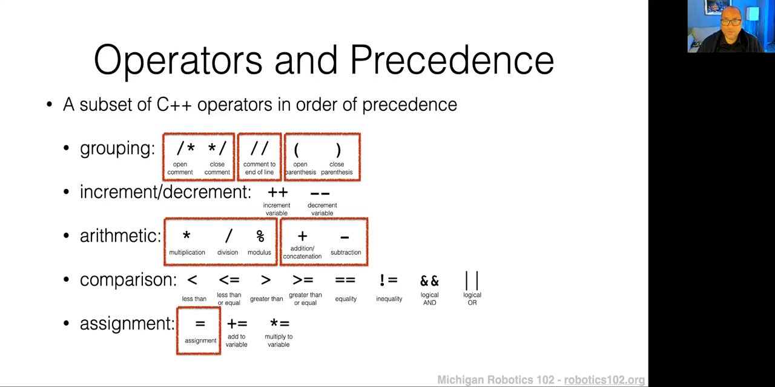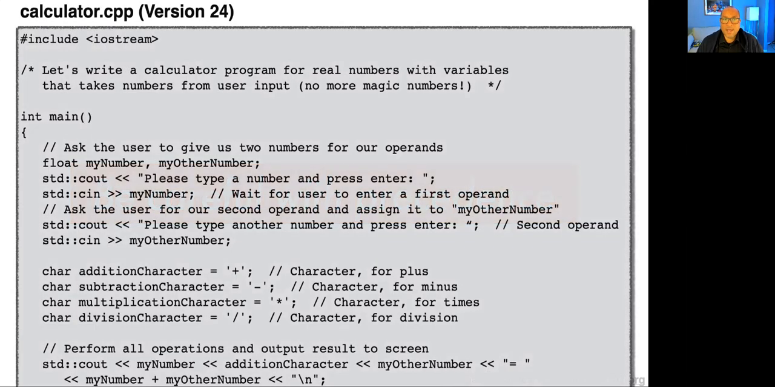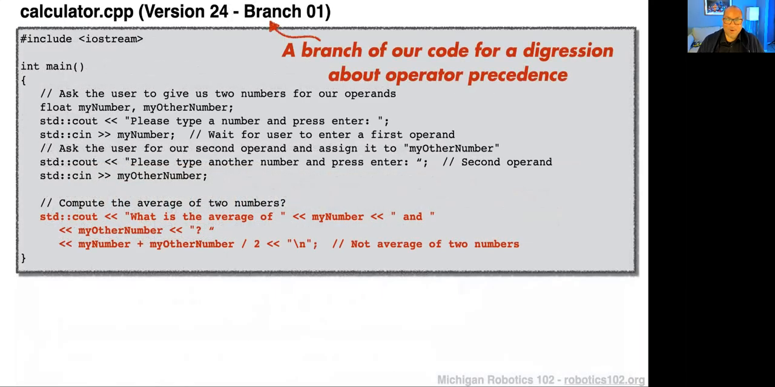But we should be very careful with precedence. Precedence will produce different types of behavior depending on how we structure things. So let me just show an example. I'm going to take our calculator. This doesn't relate to our calculator in particular, but I'm just branching off of what we've done. This is a digression about operator precedence. It's not going to affect how we're going to do our calculator. It's roughly meant to be a git branch that we're not going to merge back in. Just consider this a digression.